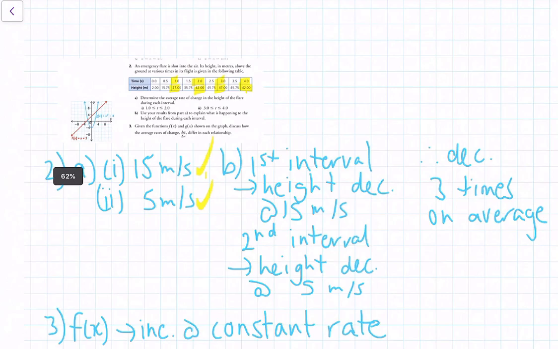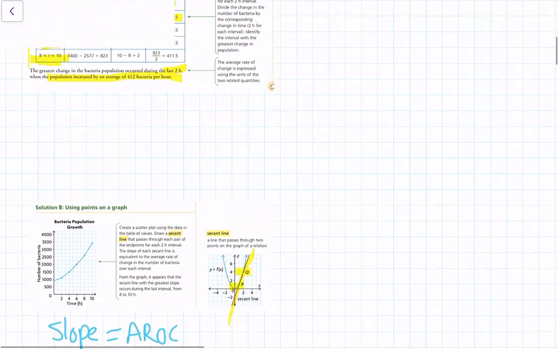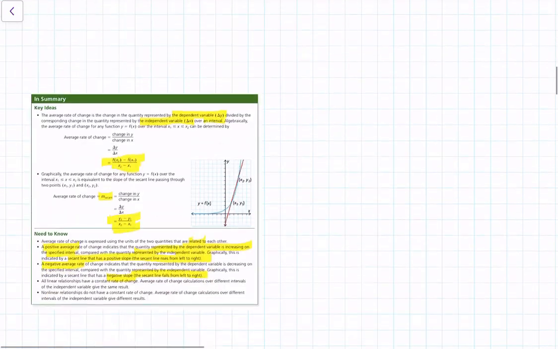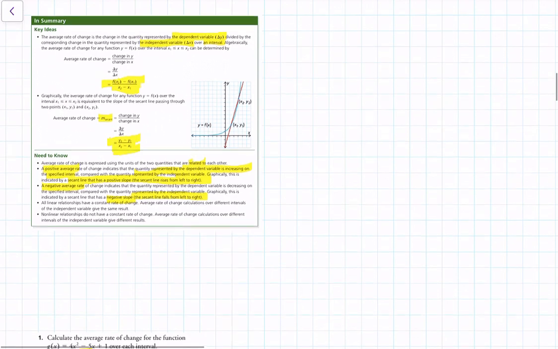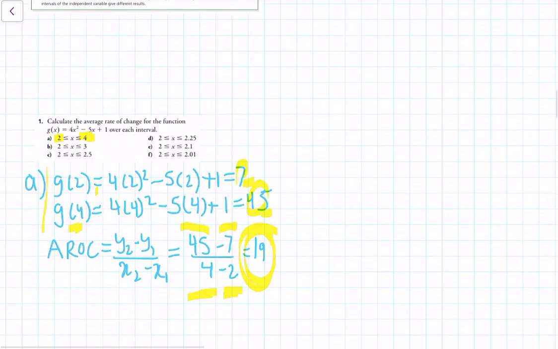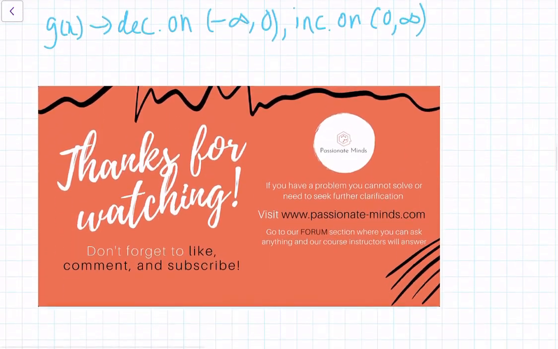Perfect. Okay, so in this video we talked about the definition of the average rate of change. We looked at some examples using a table of values, using a graph, and then a summary of the main points. We talked about how the average rate of change is equivalent to the slope graphically, and then we looked at some examples again.